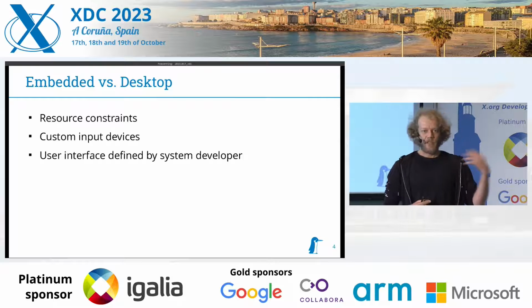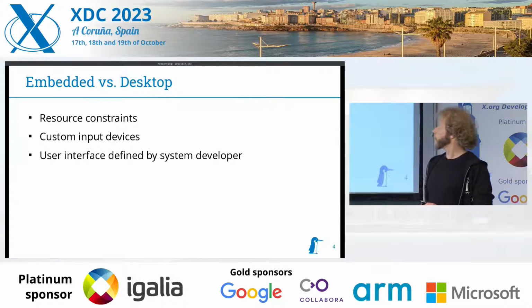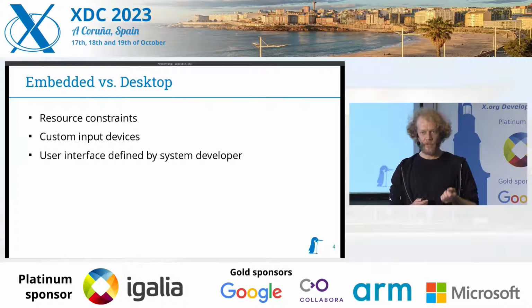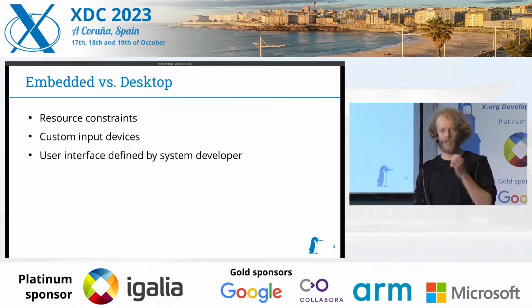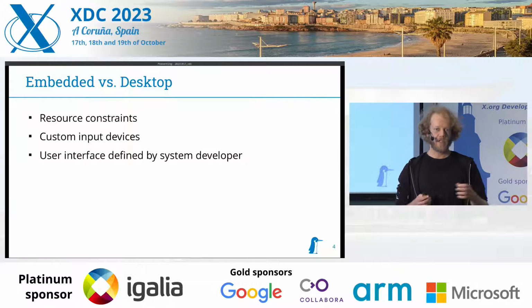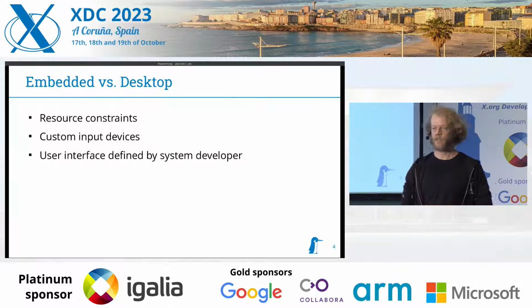So what's the difference between an embedded system and a desktop system? First, you have a lot of resource constraints. They are less nowadays, but still you have to really use hardware accelerators there and watch for memory bandwidth usage. So that's really constraints that you have to deal with in embedded. You have custom input devices. Nowadays, often there is a touch screen, but you also have like custom physical controllers, which are different than what you expect on a desktop system.